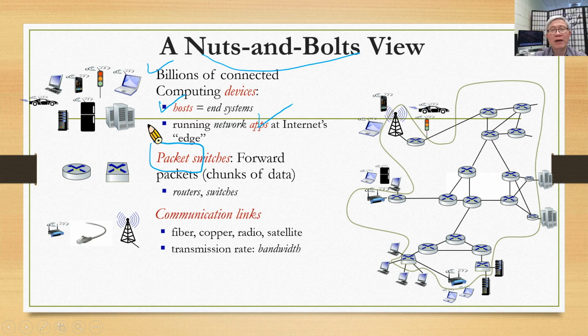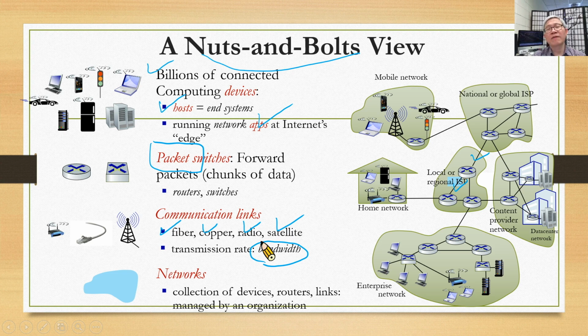And in fact, we have the communication links. Communication links can be fiber, copper, radio, or satellite. And for a communication link, what is the main concept? Actually, we care about bandwidth. That says the transmission rate, so how many packets we can transmit per second. This is the transmission rate, that says the bandwidth here.